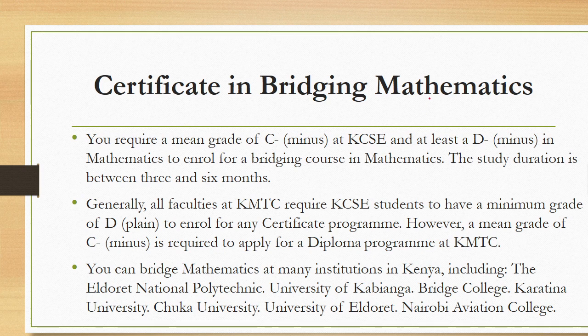And of course, we have bridging in maths. So you require a mean grade of C minus at KCSE and at least a D minus in maths, right, to enroll for this particular bridging course. So duration is normally 3 to 6 months. Now, generally all faculties at KMTC require KCSE students to have a mean grade of D plain to enroll for any certificate courses.